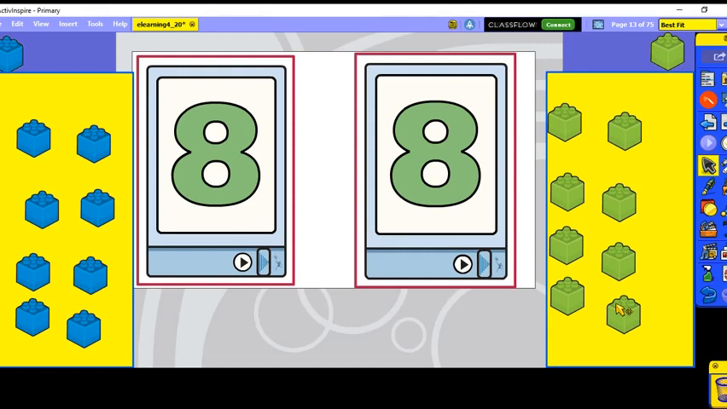Those are the same. Our math vocabulary that we use when we say that two numbers are the same is we say they're equal. So 8 is equal to 8 because we can match these counters up 1 to 1 and they're the same. 8 is equal to 8.